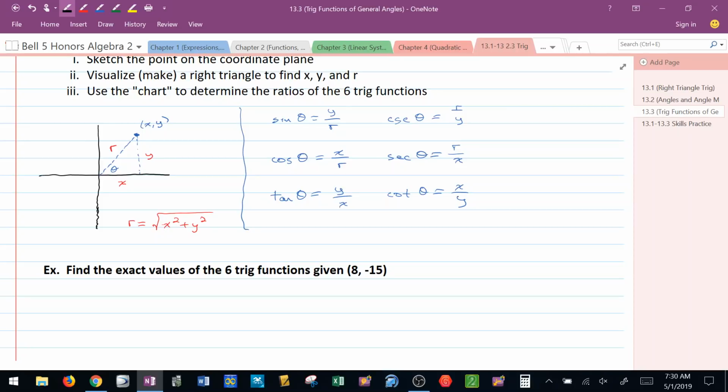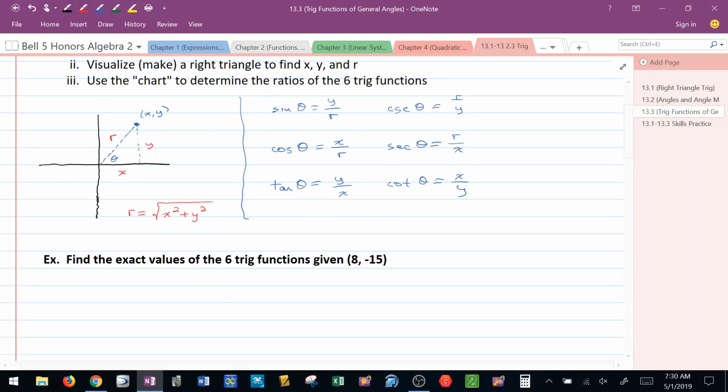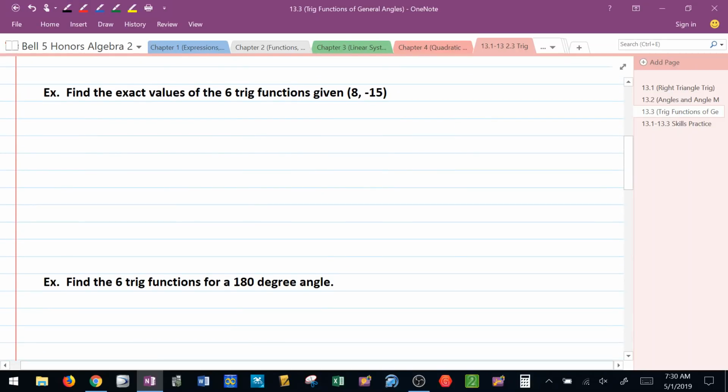We're going to do an example or two just to make sure that you can see what's going on. It's not really complicated. It just takes a little bit of effort and work. The first question says: find the exact value of the 6 trig functions given the point (8, -15). The first thing I want to do is sketch where this point is. (8, -15) is going to be somewhere down here.